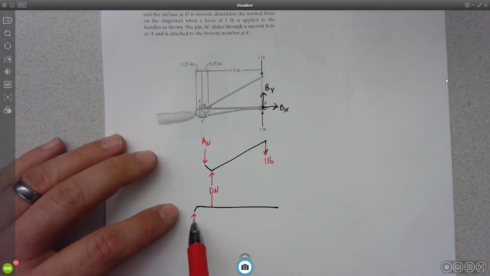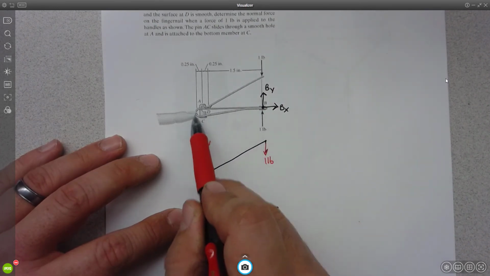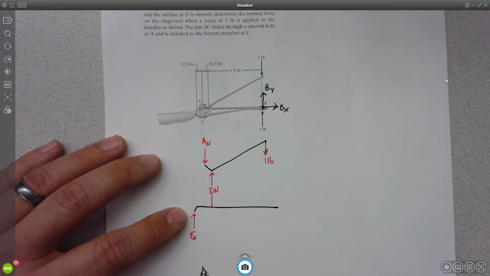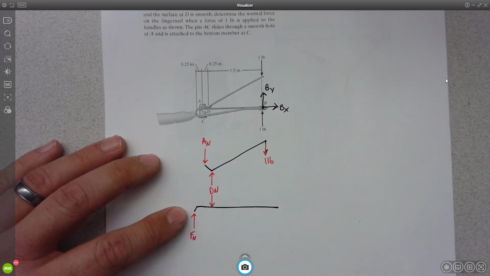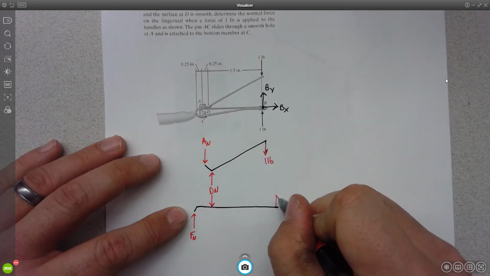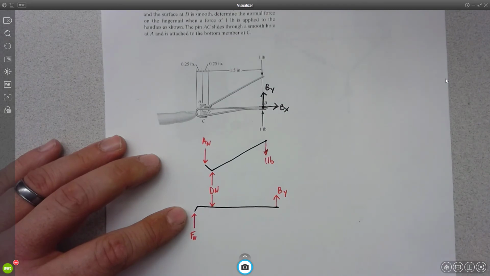Okay, so I'm drawing the free body diagram now of the upper arm or knife. So what does that mean? What do I need to do with the D normal? It's opposite. Okay. And I'm going to throw on my BY here. Now let's draw the bottom.